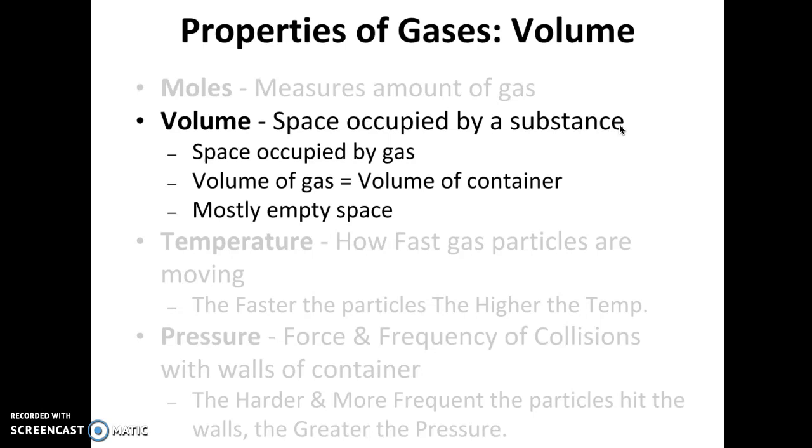It's also important to note, since they're really spread out, that it's mostly empty space. That's the reason why sometimes when we think of gas, we think of it as empty, but it's not empty. There are particles there, but most of the space that's occupied by gas is empty.